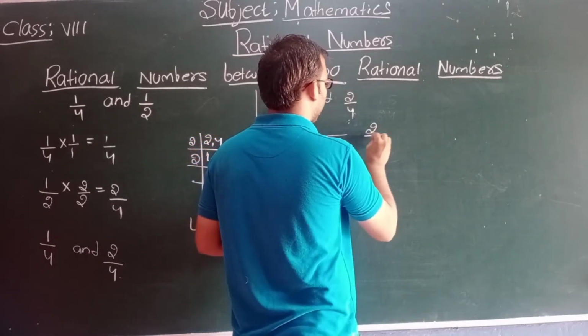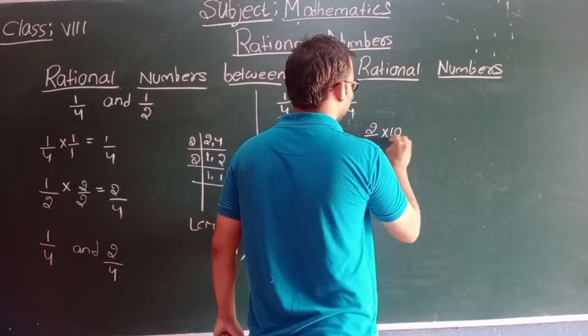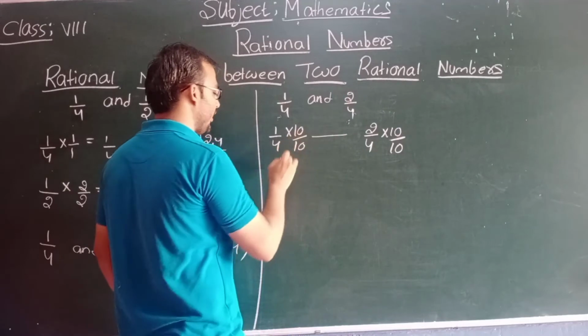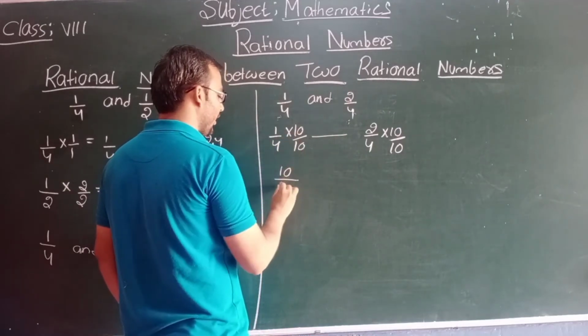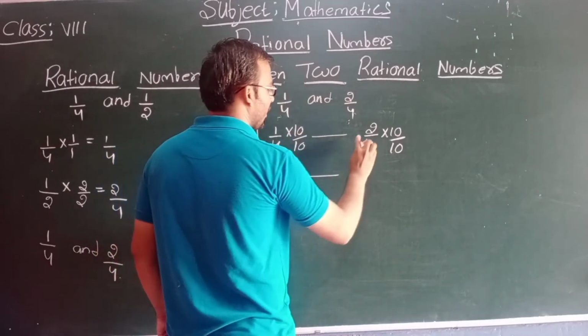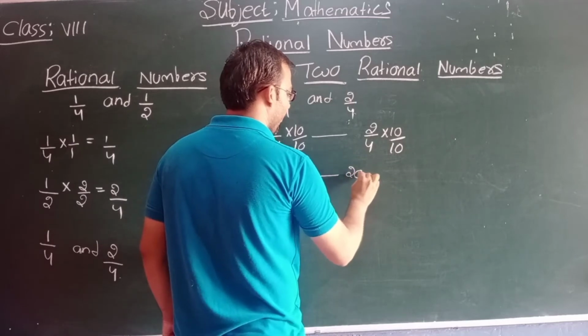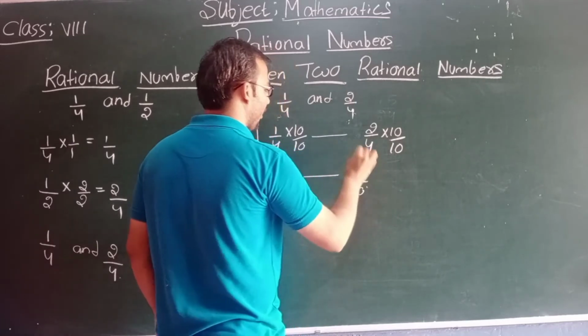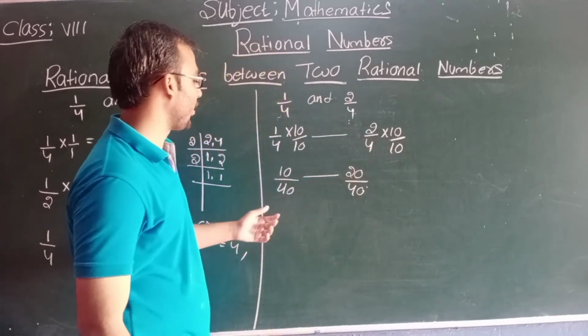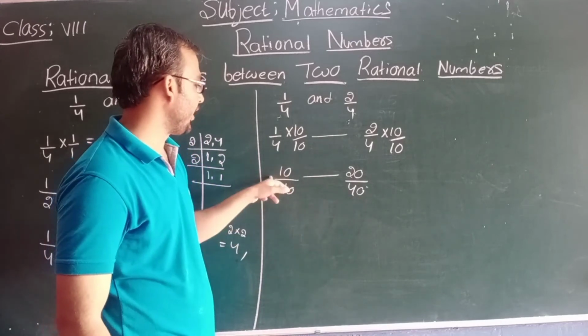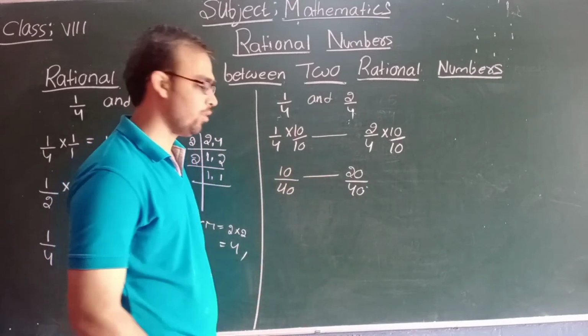Okay, so here I am multiplying 10 by 10. So now 1 tens are 10, 4 tens are 40, next 2 tens are 20, 4 tens are 40. Okay, so now look at here, the denominator is same, and here 10 is there, 20 is there. So now we can write.